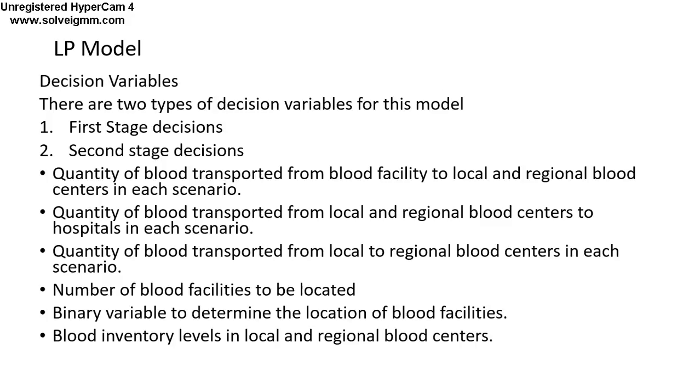The important decision variables in this model are the quantity of blood transported from blood facility to local and regional blood centers in each scenario, quantity of blood transported from local and regional blood centers to hospitals in each scenario, quantity of blood transported from local to regional blood centers in each scenario, number of blood facilities to be located, binary variable to determine the location of blood facilities, and blood inventory levels in local and regional blood centers.